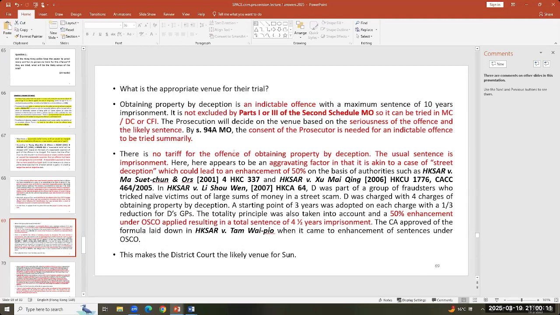And there's also the possibility of OSCO. Remember the Organized and Serious Crimes Ordinance. There can be an enhancement under OSCO. So what's the appropriate venue for the trial? For Sun, he's an adult, so the district court is the likely venue. You can see here this case, starting point of 3 years, and then there's a 1/3 reduction for the guilty plea. Totality principle, 50% enhancement.